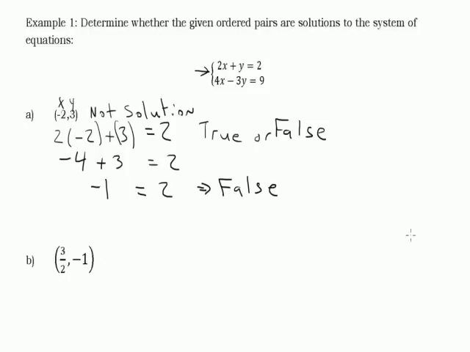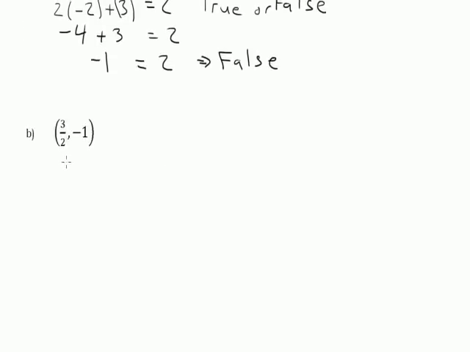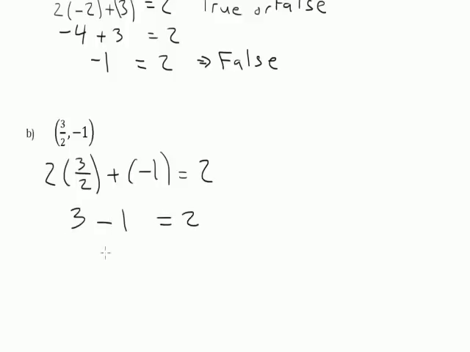So let's look at what we're going to do on part B. We're going to plug in 3 halves and negative 1 into the first equation. That'll be 2 times 3 halves plus a negative 1. Again, we're going to determine whether or not that makes this first equation true. Working through the left-hand side, 2 times 3 halves is 3, minus 1. 3 minus 1 is 2, which does indeed equal 2. That's a true statement.